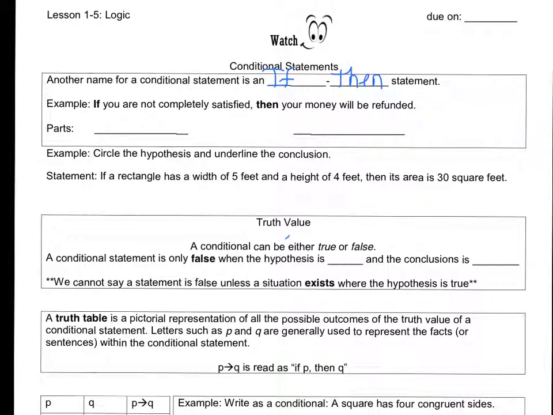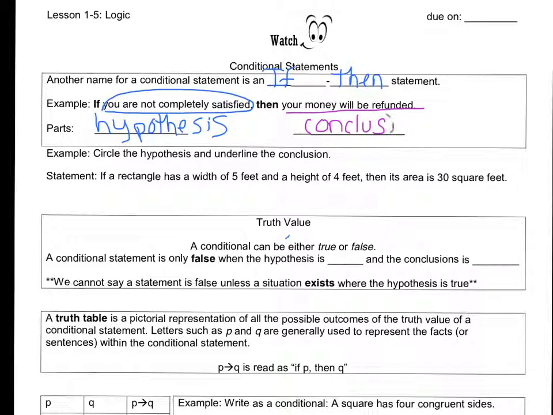There's two parts to these types of statements. The first one is your hypothesis, and that's whatever is right after the word if. So this would be your hypothesis. The second part is your conclusion, and that's whatever is after the word then. So the only way your money is going to be refunded here is if you tell them you are not completely satisfied. So in the next example, if a rectangle has a width of 5 feet and a height of 4 feet, then its area is 30 square feet. Your hypothesis is that the rectangle has a width of 5 and a height of 4. Your conclusion then is that the area is 30 square feet.